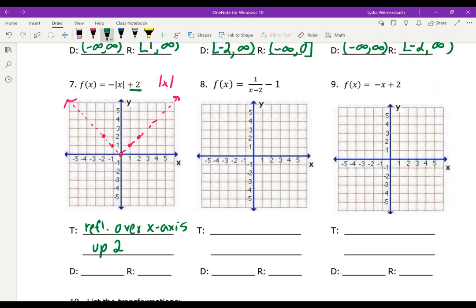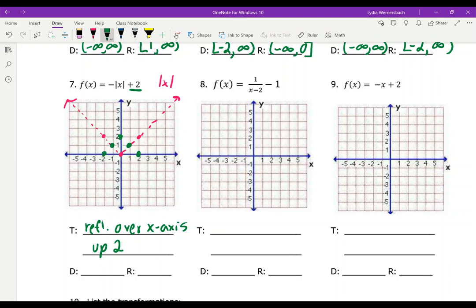Okay. So we'll start with (0, 0). Can't really reflect that, so it'll stay there, and then it'll just shift up 2. (1, 1), reflected over the x-axis is (1, -1). And then it'll go up 2 as well. (2, 2), reflected over the x-axis will be (2, -2). And then it'll go up 2. (-1, 1) will be (-1, -1). And then it'll go up 2. And (-2, 2) will be reflected to be (-2, -2). And it'll also go up 2.